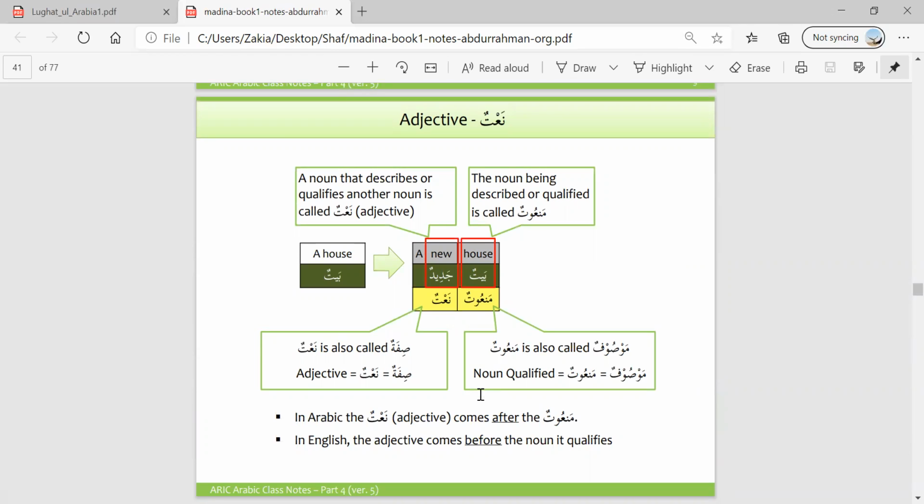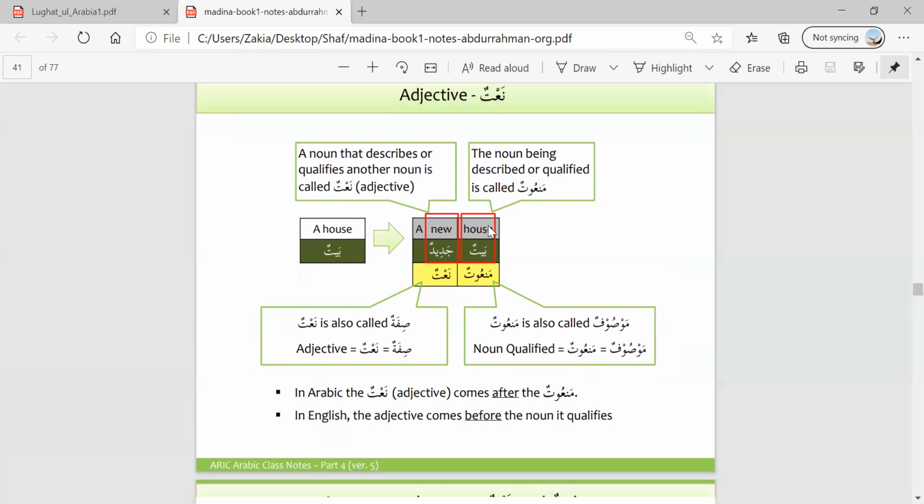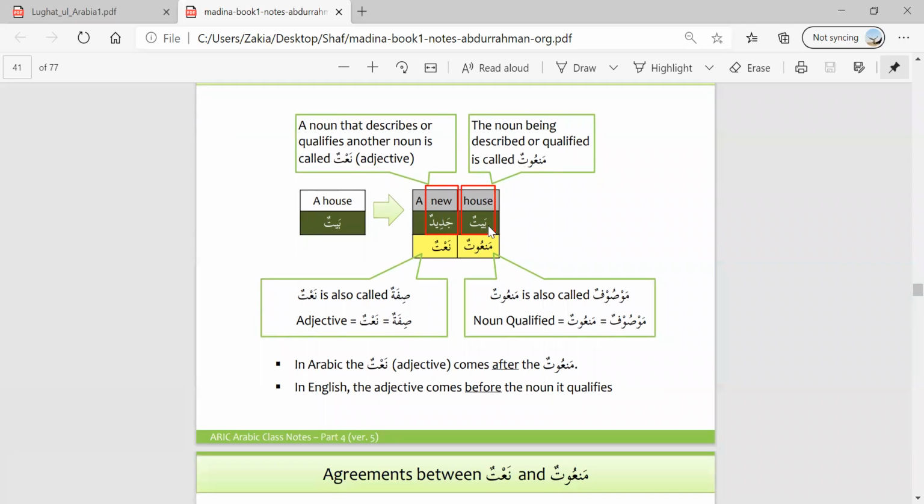Okay, so now we're moving on to adjective, which is na'tun. So what is a na'tun? It's an adjective, and how do we use it? Adjectives are those that we describe, we add information to the noun, they're describing something. A noun that describes or qualifies another noun is a na'tun. The noun being described, qualified, is man'utun, or mawsufun. The noun that's qualified is called mawsufun or man'utun.